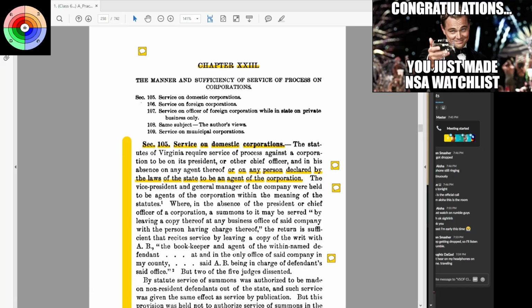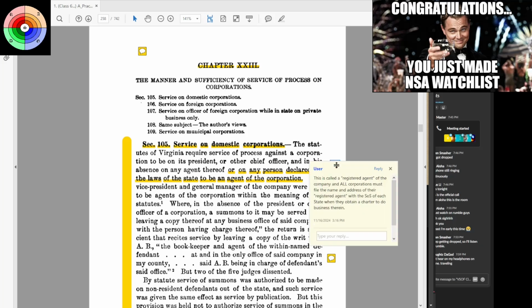The section that we're in right now is chapter 23, the manner and sufficiency of service of process on corporations. Section 105. Service on domestic corporations. The statutes of Virginia require service of process against a corporation to be on its president or other chief officer, and in his absence on any agent thereof, or on any person declared by the laws of the state to be an agent of the corporation.